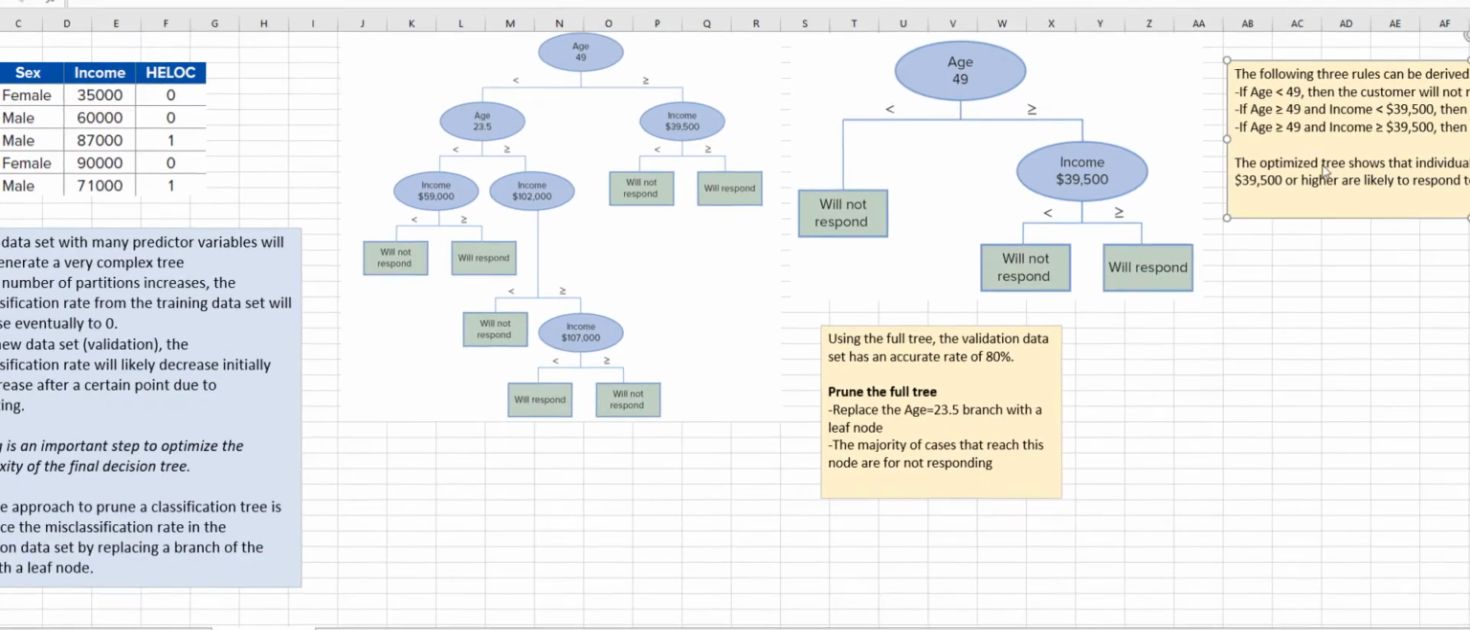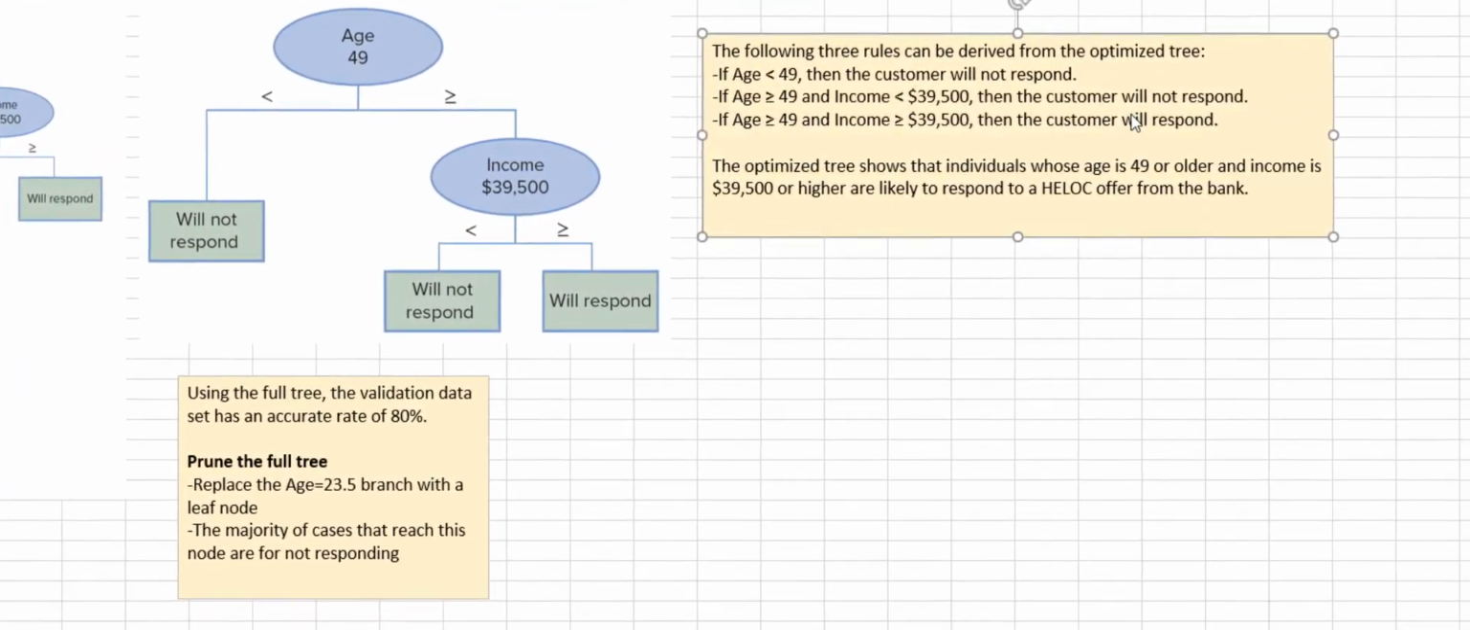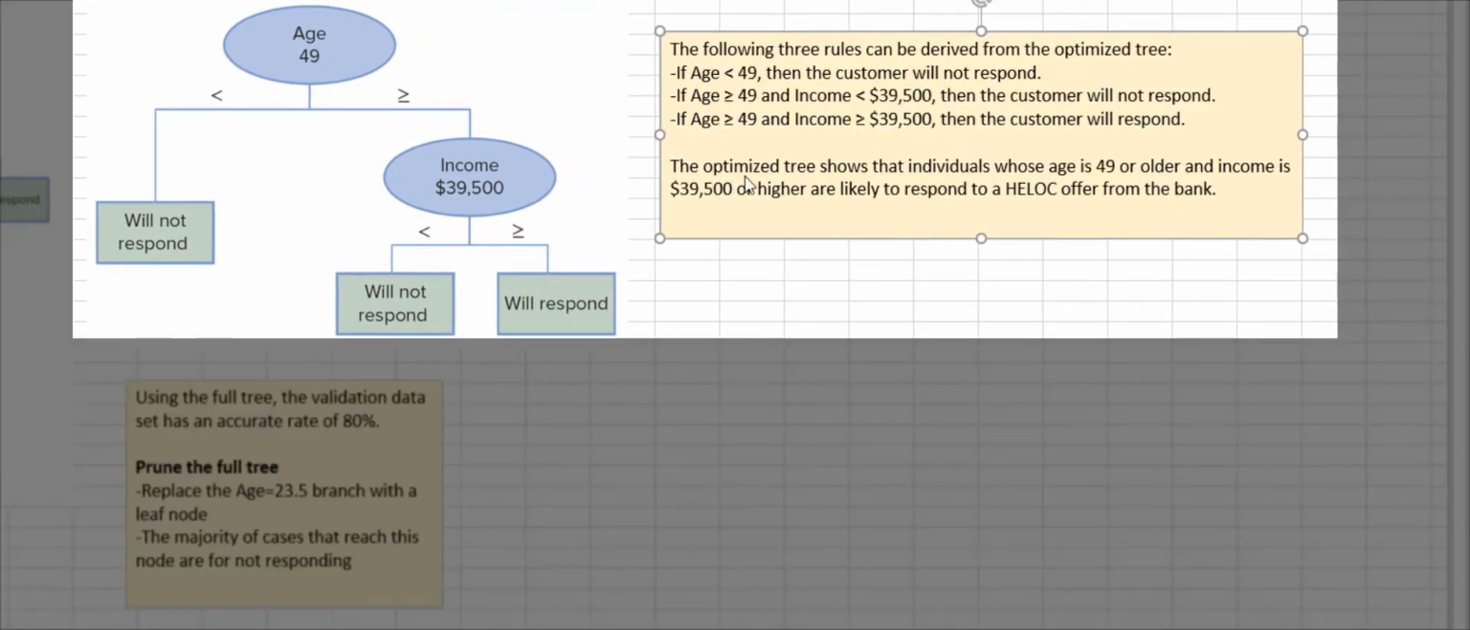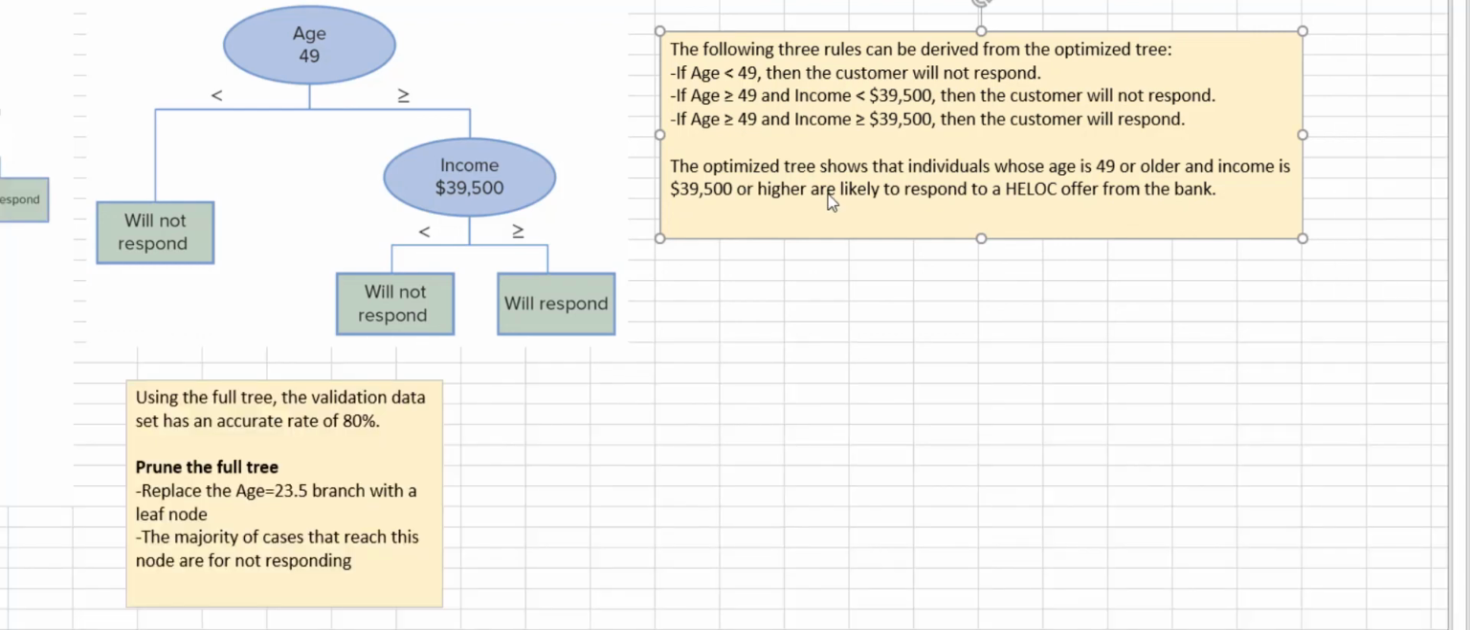And we have 3 rules that we derive from the optimized tree. If age is less than 49, then the customer will not respond. If age is greater than or equal to 49 and income is less than 39.5K annually, then the customer will not respond. If age is greater than or equal to 49 and income is greater than or equal to 39.5K, then the customer will respond. In the following video, I'm going to show how to use Analytic Solver to build a decision tree.